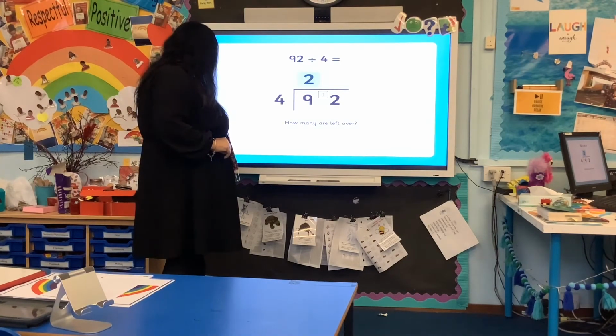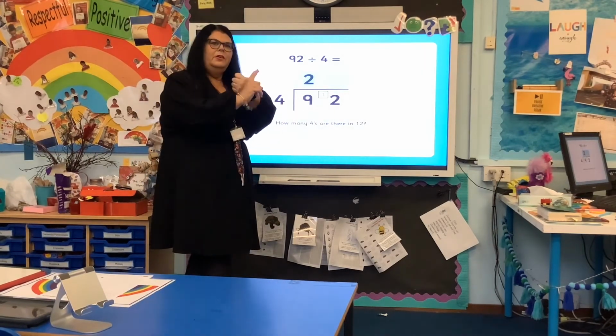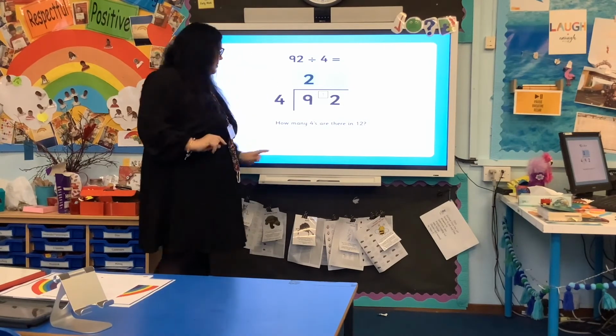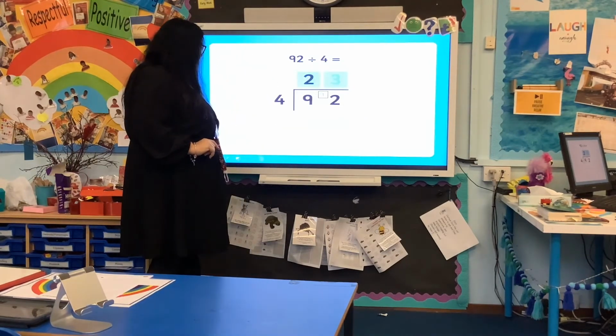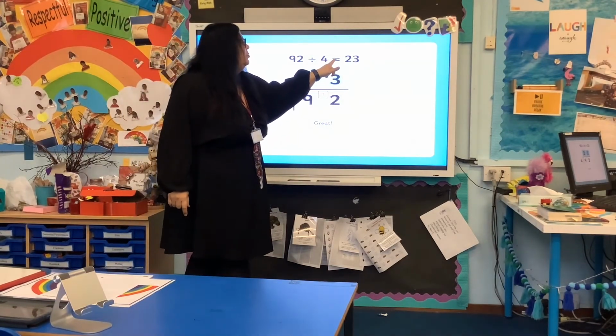So my question now, how many 4s are in 12? I've got 4, I've got 8, I've got 12, 3. So my answer is 3. So my answer to the question, 92 divided by 4 equals 23.